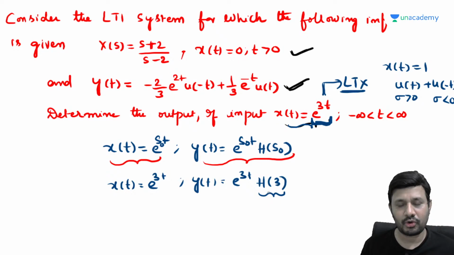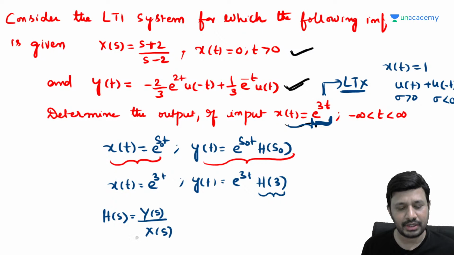But how to get h of 3? It is nothing but the transfer function at s equal to 3. How to find the transfer function? The transfer function is the ratio of the Laplace transform of the output to the Laplace transform of the input, considering the initial conditions to be 0. X of s is already with you. Now y of t is given, so you calculate y of s and take the ratio to get h of s. In that h of s, substitute s equal to 3, you will get h of 3, substitute here, and you will get the answer.